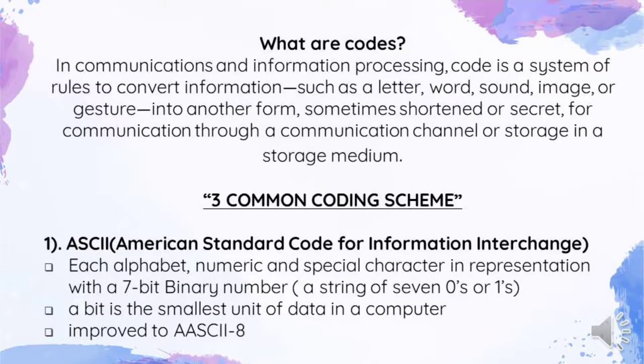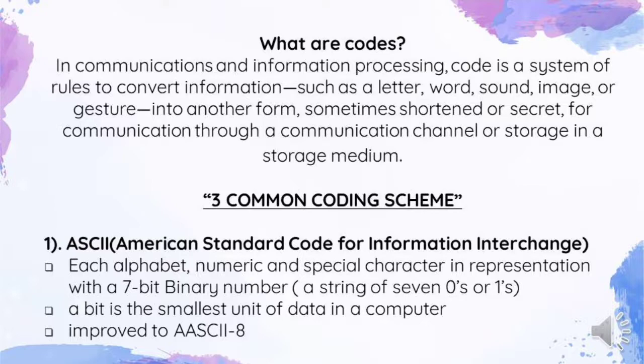But first of all, what are codes? In programming or communication and information processing, code is a system of rules to convert information, such as a letter, word, sound, image, or gestures, into another form, sometimes shortened or secret. For communication, it is through a communication channel. In storage, it is in a storage medium.